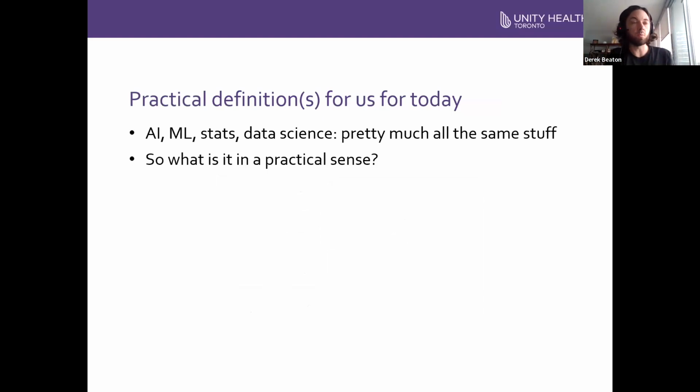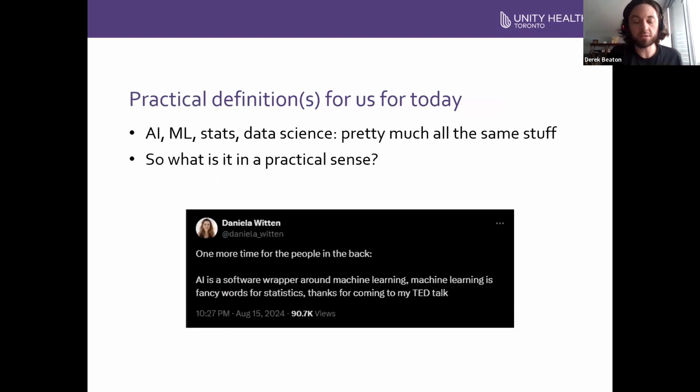So I'd like to set the stage with a practical definition, and I'm just going to steal another tweet from Daniela Witten, a biostatistician, where AI is a software wrapper around machine learning. Machine learning is a fancy word for statistics. So this is in part facetious, but in part has a really good basis of what it means to actually take something very practical and make use out of it.